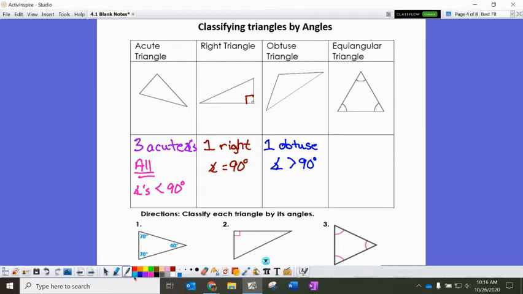An equiangular triangle means all angles are congruent. And we know something more about that. If all 3 angles are congruent, and all triangles sum to 180, if you think about it, that means that if we divided 180 by 3, all 3 angles will equal 60 degrees. Something else really neat about this is that an equiangular triangle will also be equilateral.